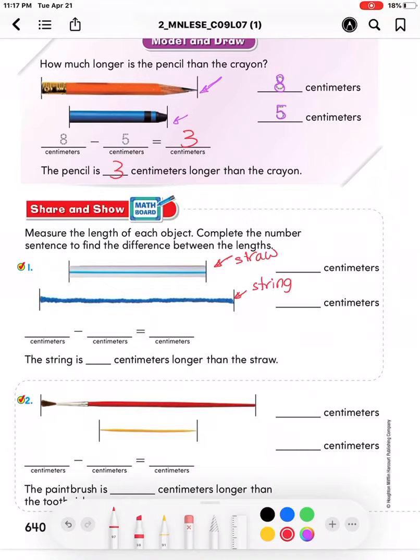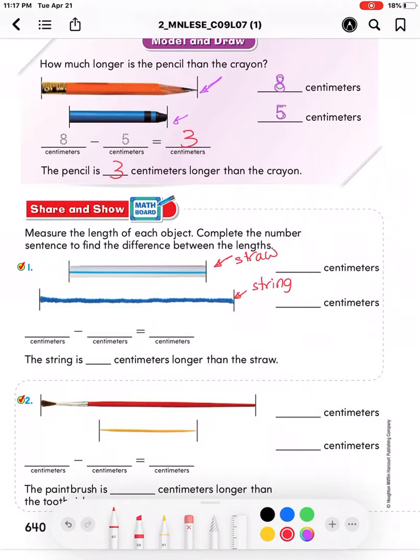Let's see. Now we have the straw here and we have the string, and as you can see, which one is longer? Excellent, the string is longer. This is very clear. We need to know the difference between both. Okay, we need to know how much longer is the string than the straw. So let's measure the straw first. If you measure the straw, you can find it to be 7 centimeters. And the string is 10 centimeters.